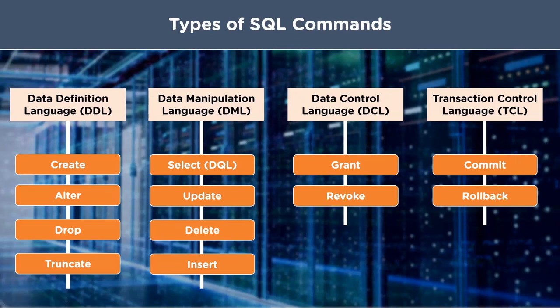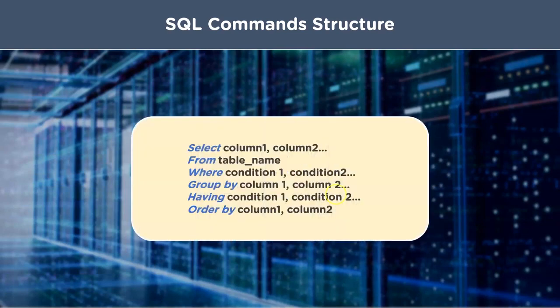Now let's see the basic SQL command structure. First, we have the select statement. Here you specify the various column names that you want to fetch from the table. We write the table name using the from statement. Next, we have the where clause to filter out our table based on some conditions. So you can see here where condition 1, condition 2, and so on. Then we have the group by clause that takes various column names. So you can write group by column 1, column 2, and so on. Next, we have the having clause to filter out tables based on groups. Finally, we have the order by clause to filter out the result in ascending or descending order.